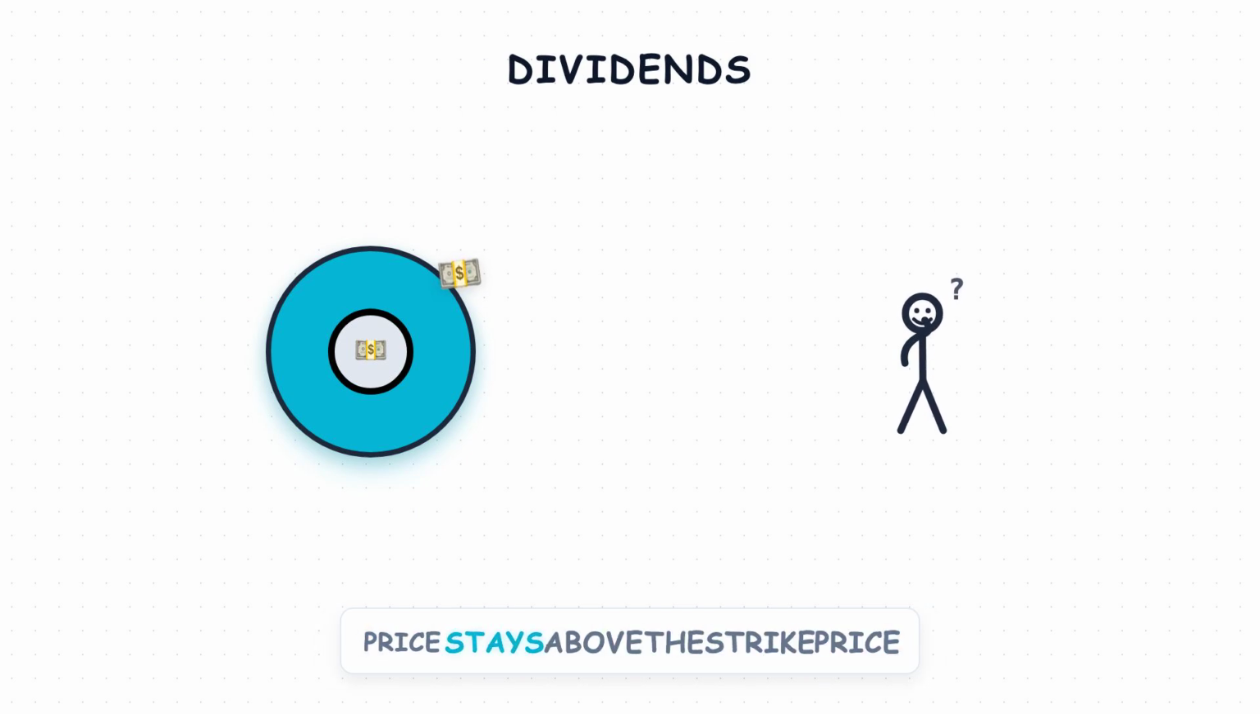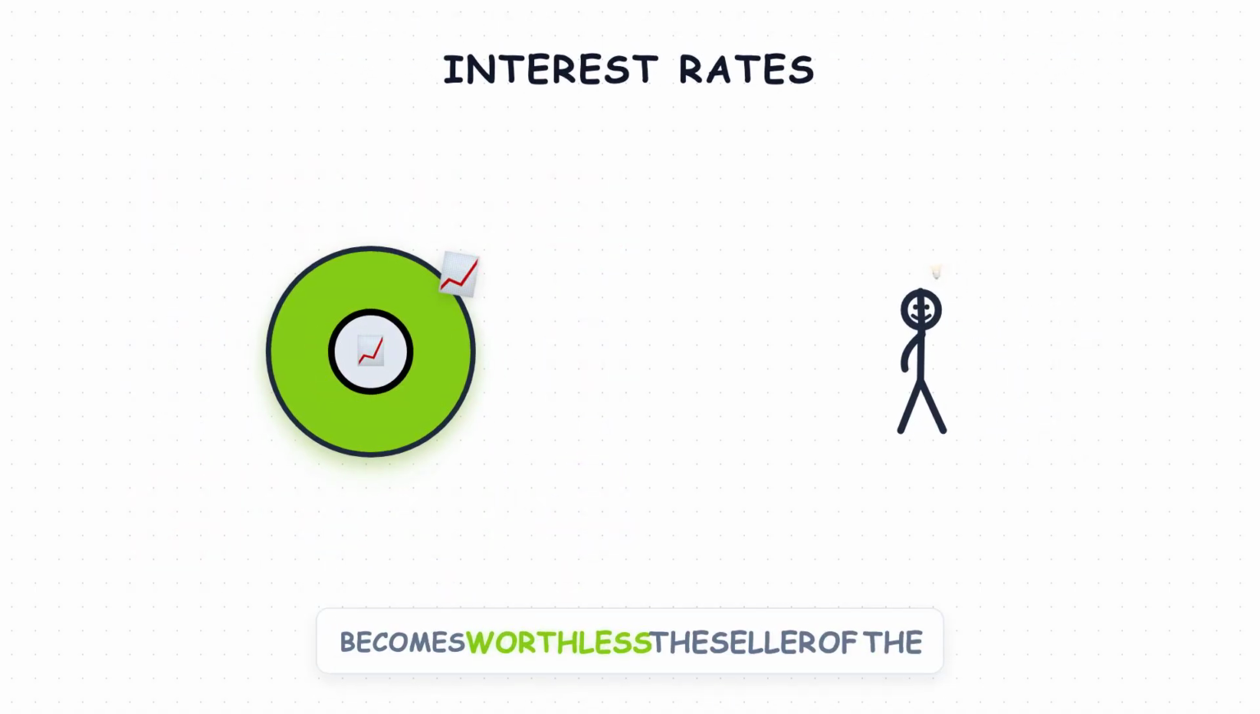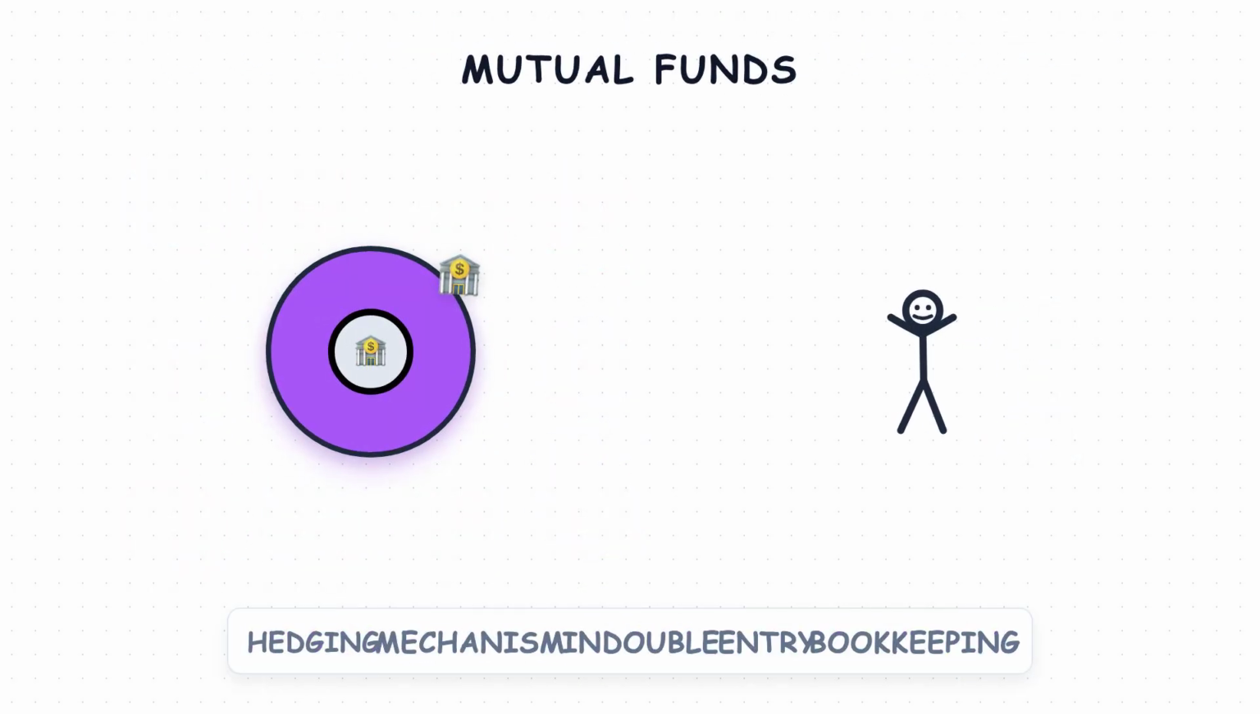If the asset price stays above the strike price until the contract expires, the put becomes worthless. The seller of the put retains the premium, while the buyer accepts a total loss of investment. This serves as a powerful hedging mechanism.